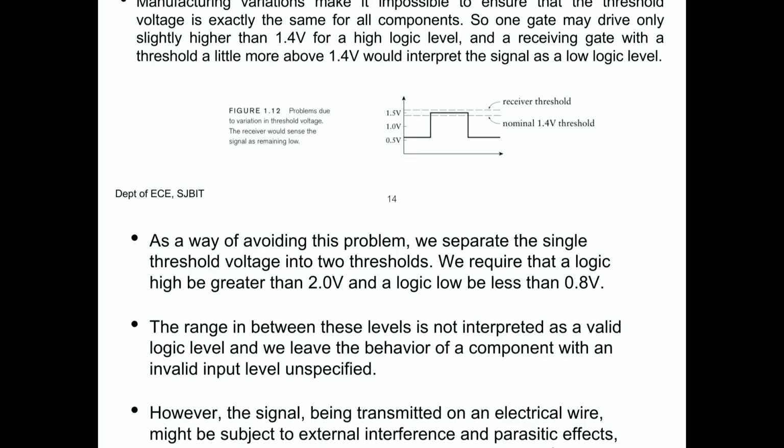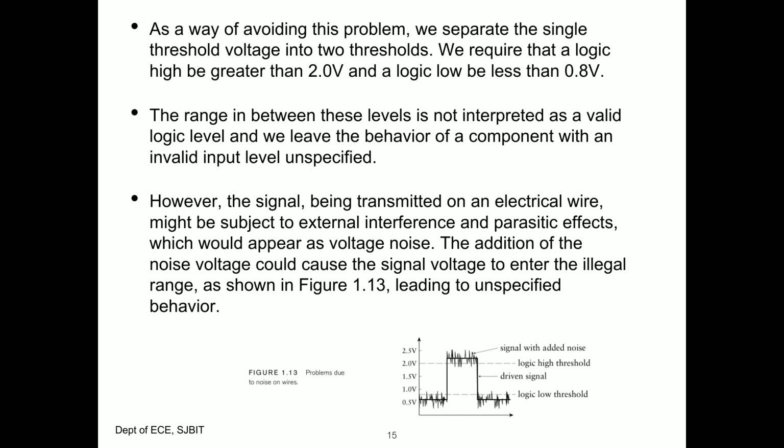In order to avoid this confusion, instead of having a single threshold, we divide it into two thresholds. The two thresholds they have set are 2 volts and 0.8 volts. Instead of setting 1.4, they have set 2 and 0.8. According to these two thresholds, the voltages above 2 are set as 1 and the voltages below 0.8 are set as 0, and the intermediate levels are not interpreted as any logic values. Okay, so observe the figure here.